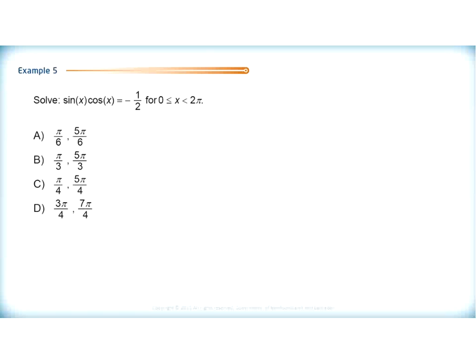And you can see that in the last two examples non-permissible values did exist, and we had to consider those. Okay, example 5, solve: sine x times cosine x equals negative 1 over 2, between 0 and 2 pi. You may want to pause the recording again. Try this one on your own.